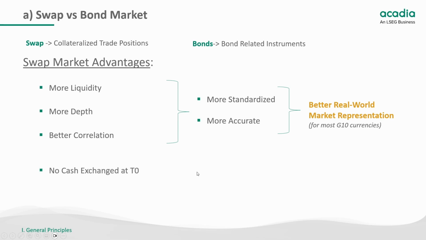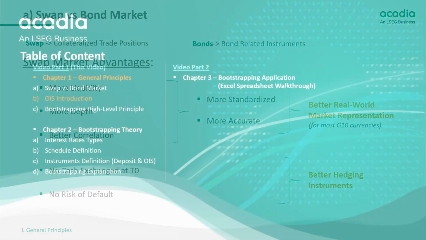There's no cash exchange at T0 because they are entered at par, whereas you do have to buy bonds at T0. And there's no risk of default on swaps. There's only counterparty risk. Bonds, on the other hand, do have credit risk embedded due to the reference entity on which they are indexed, having a risk of default. So swaps overall are also better hedging instruments than bonds from a cash and risk perspective.